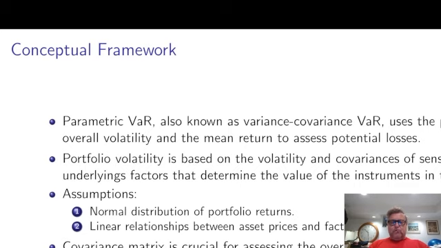Lastly, the covariance matrix is very important for assessing the overall portfolio volatility. So we need to make sure we use this approach that the covariance matrix of all these underlying items, where we calculate the relationship between them, can be measured in a reliable manner.